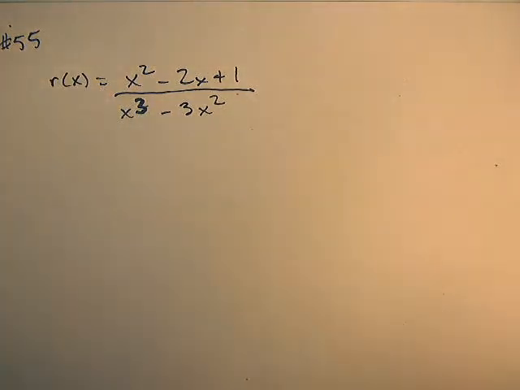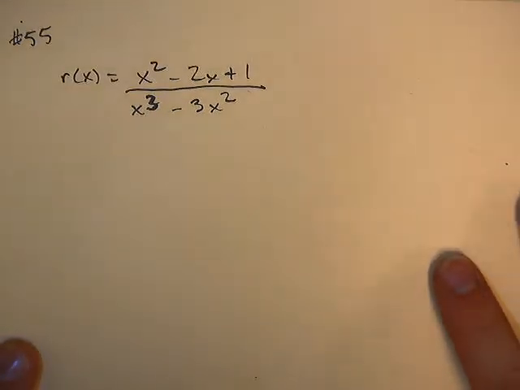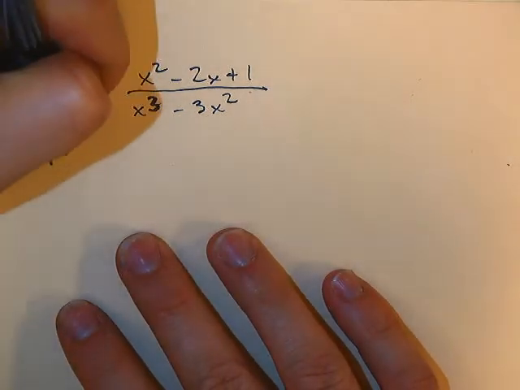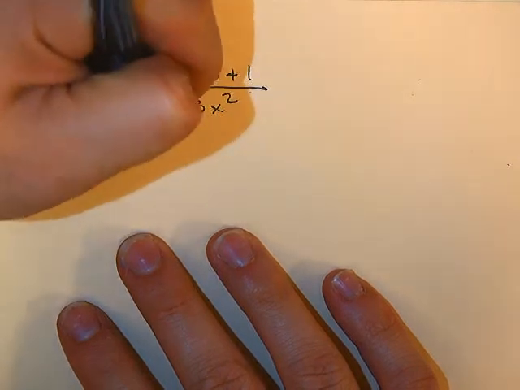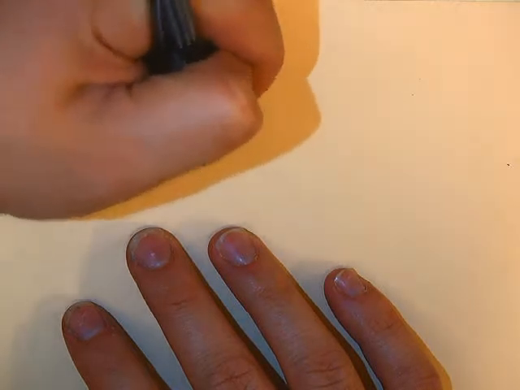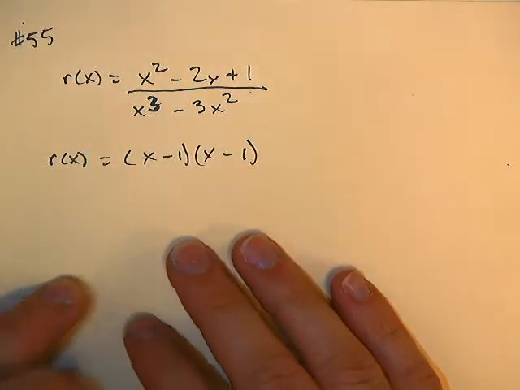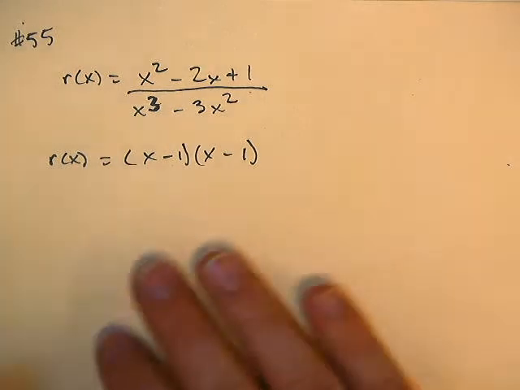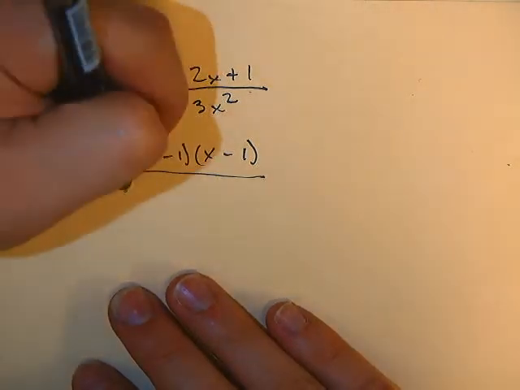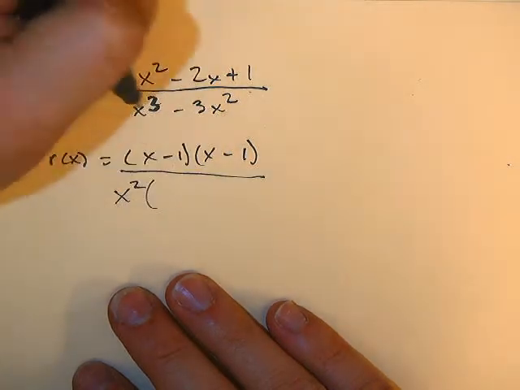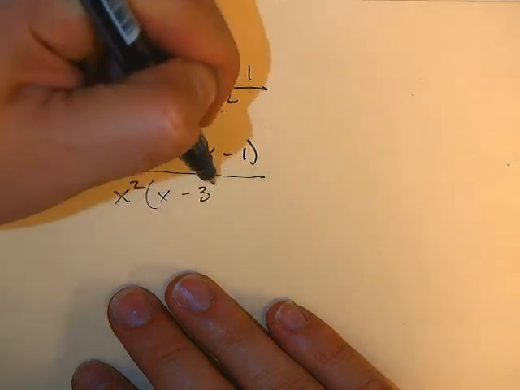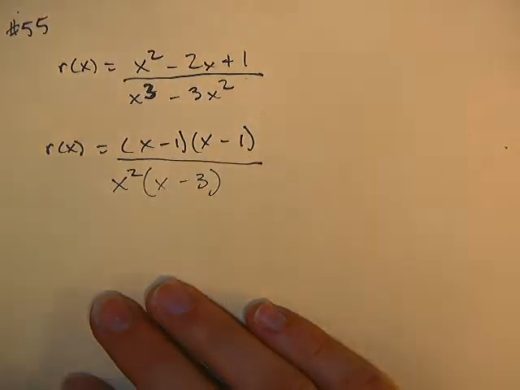So the first thing we always do when we're dealing with a rational function like this is we want to factor the numerator and factor the denominator. So let's go ahead and do that now. r of x is equal to x minus 1 and x minus 1. So that's going to give me a positive 1. If I add them together, I get the negative 2, which is the coefficient here, which works out nicely. So the denominator looks like this. I have x squared. I can factor out of both of these. And that's going to leave me with x minus 3, just like that.